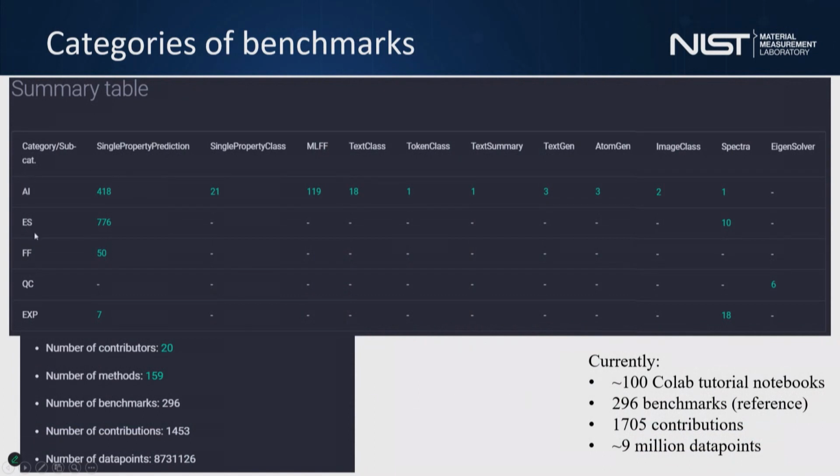We have category, but we also have subcategory. So these are all flexible. We just made it up, but you can also make other ones if you like. Like there can be property from AI, like formation energy is a scalar property, single property, or it can be class, metal versus insulator, or it can be machine learning force field, text classification, we talked about that, token classification, text summarization, text generation, atom generation, like AtomGPT, image classification, spectra, eigensolver, and you can have multiple category like this.